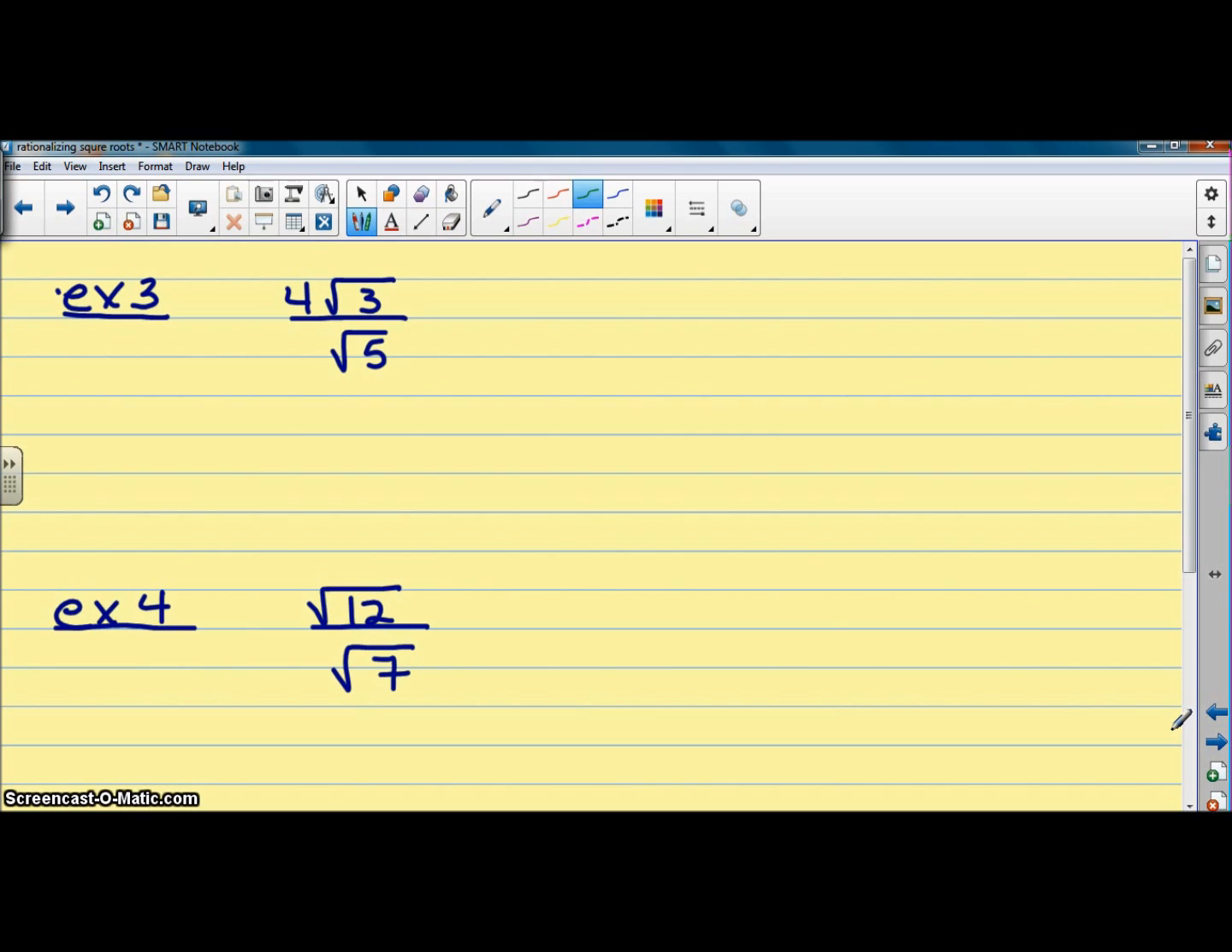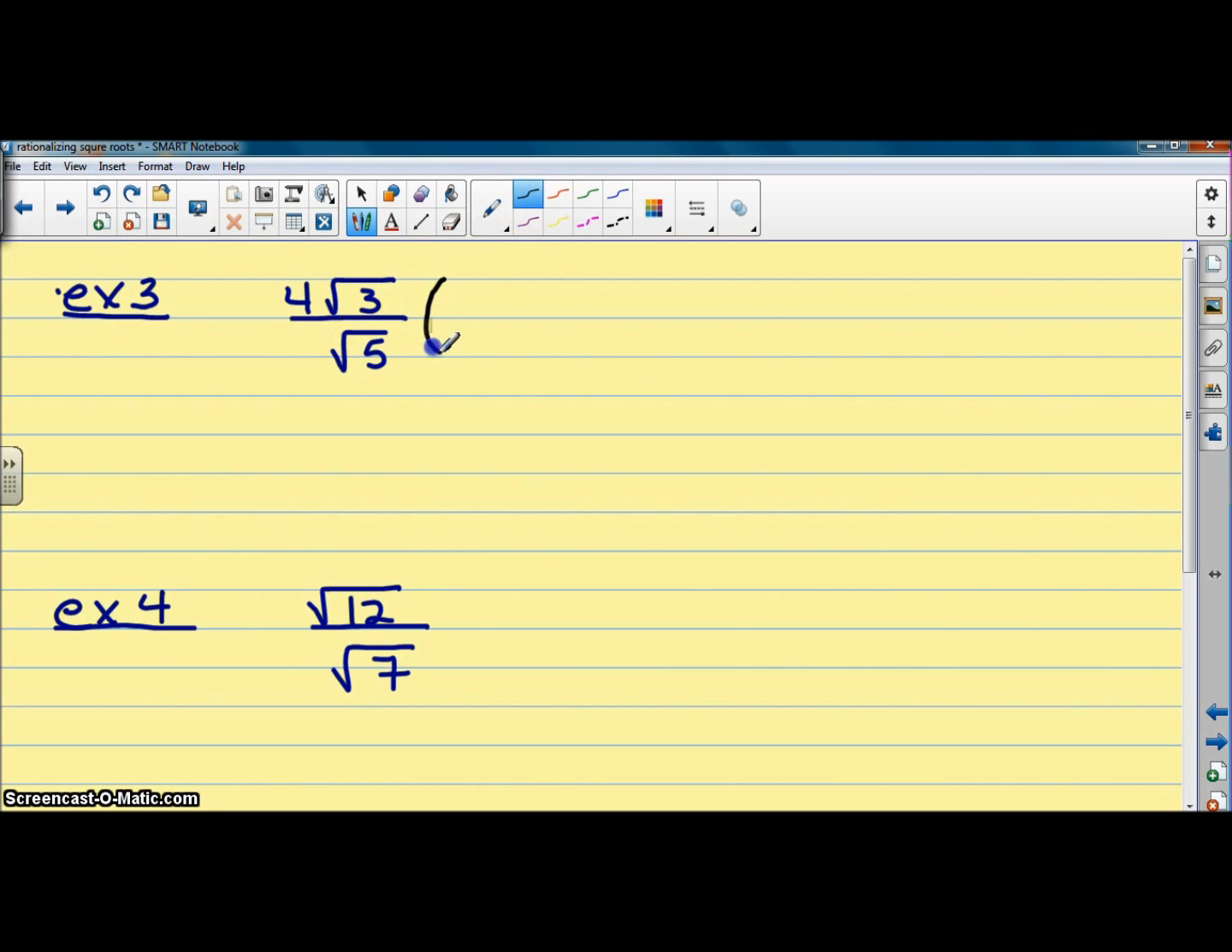Example number 3. In this example, I've added a number in the front of the radical in the numerator so I can make it a little more interesting. And I want to go through the process again. Now square root of 3 doesn't simplify, nor does the square root of 5, so I'm just going to start right away with the rationalizing process.